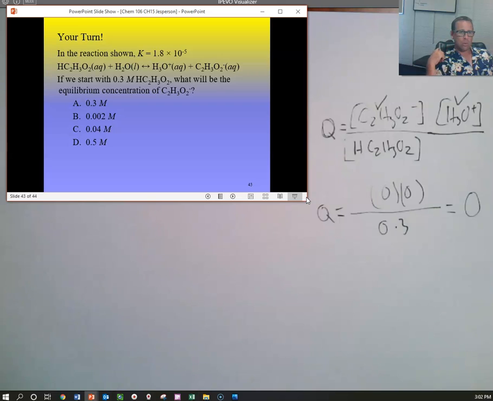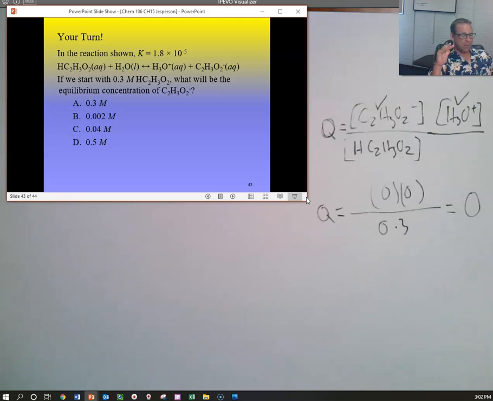So we're trying to figure out which way the equilibrium shifts. That's right. Which way is it going to shift? So Q is larger than K. So it's going to shift to the right. Yeah, or no, that's right. It's got to shift towards the product side, right?